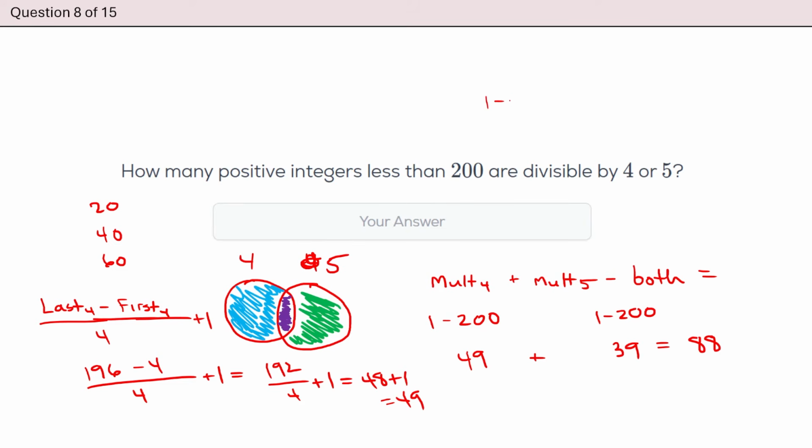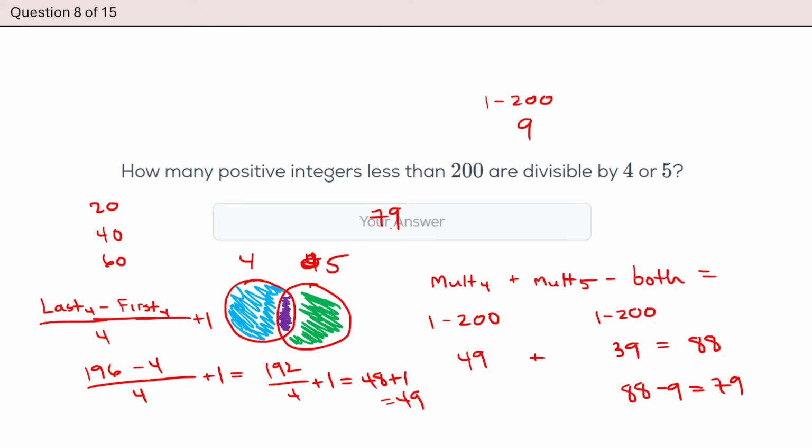So from 1 to 200, how many multiples of 20 are there? Not including 200. Keep that in mind. So 200 divided by 20 is 10. But remember, we're not considering 200. So the correct answer is 9. So what we have is 88 minus 9. And what do we get? We get 79. Is that the correct answer?